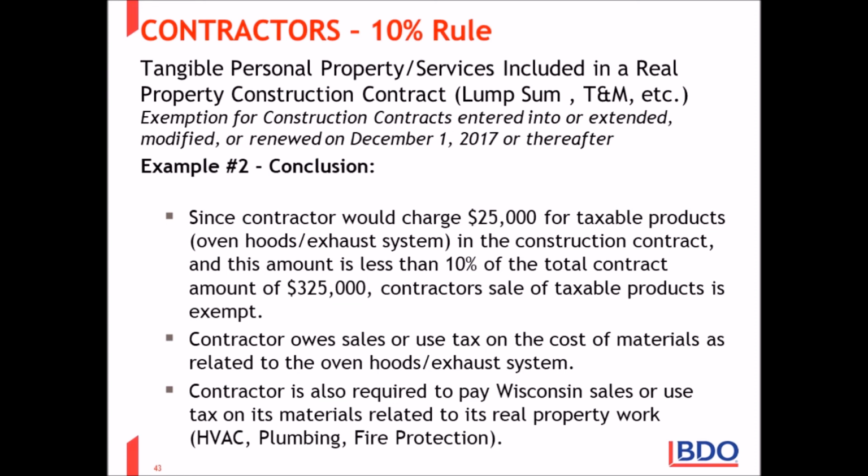And in this situation, it doesn't matter whether you had a lump sum contract or a time and materials contract. You'd get to the same result as you did in the prior one, where it only applied to lump sum contracts. The contractor would owe sales or use tax on the cost of materials as related to the oven hoods and exhaust system, and the contractor is still required to pay tax on their real property work.